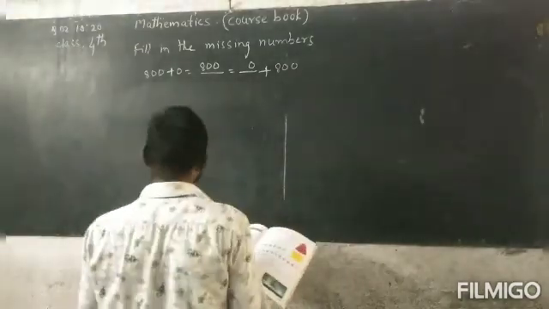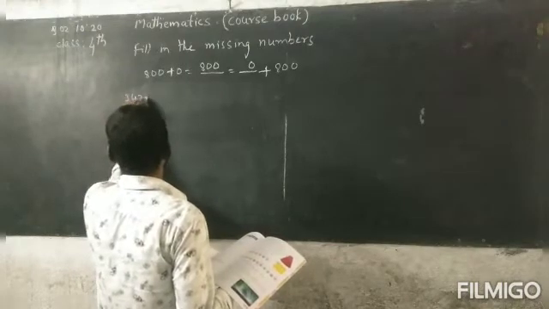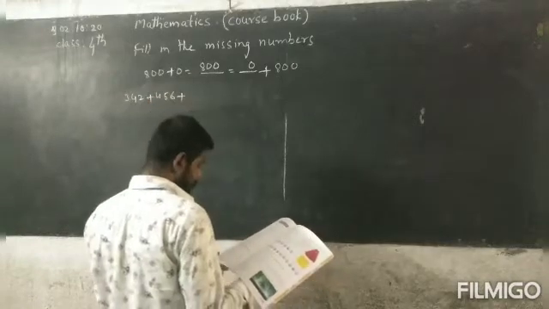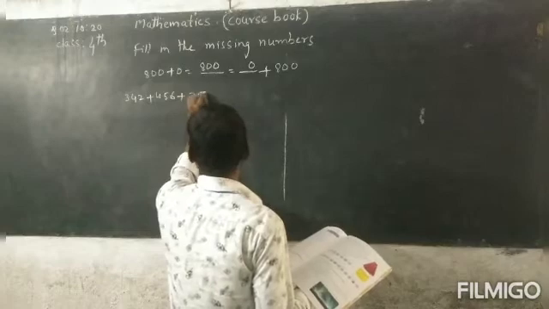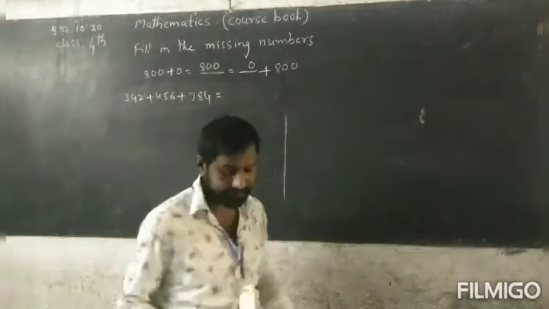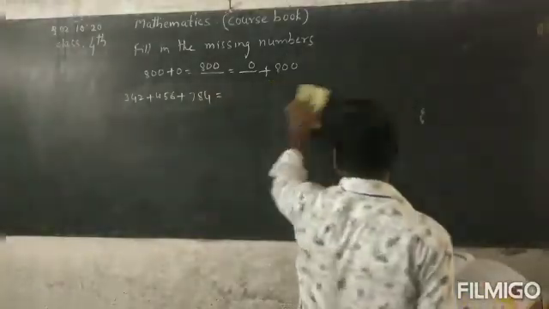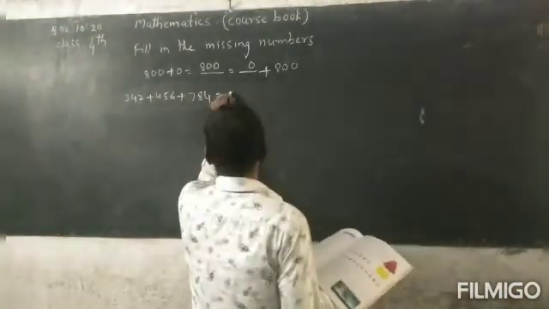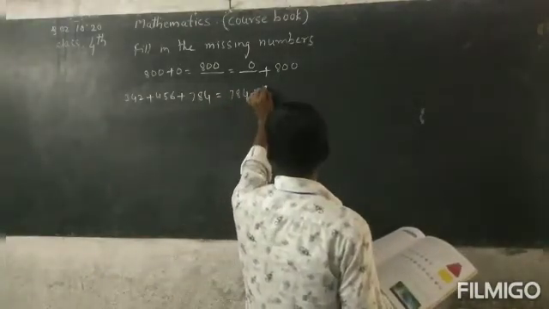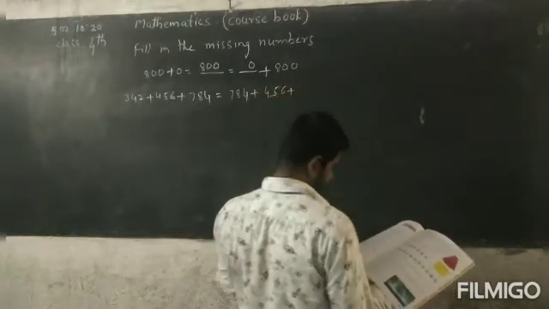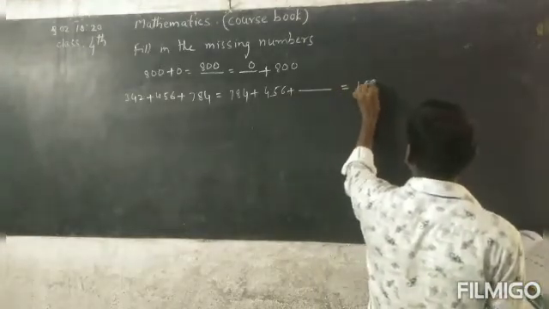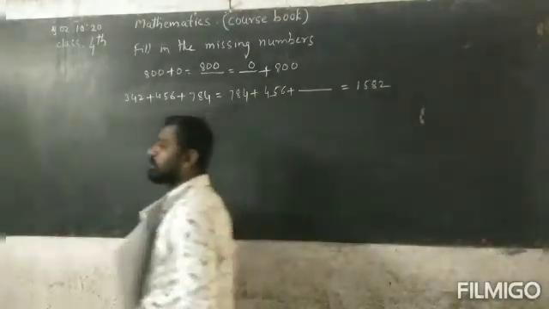Now next, 342 plus 456 plus 784 is equal to 784 plus 456 plus dash is equal to 1582. So this is called the associative property.